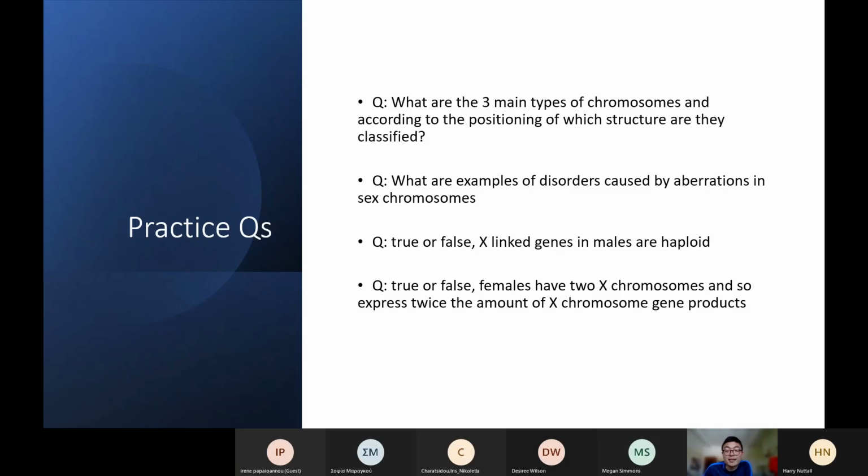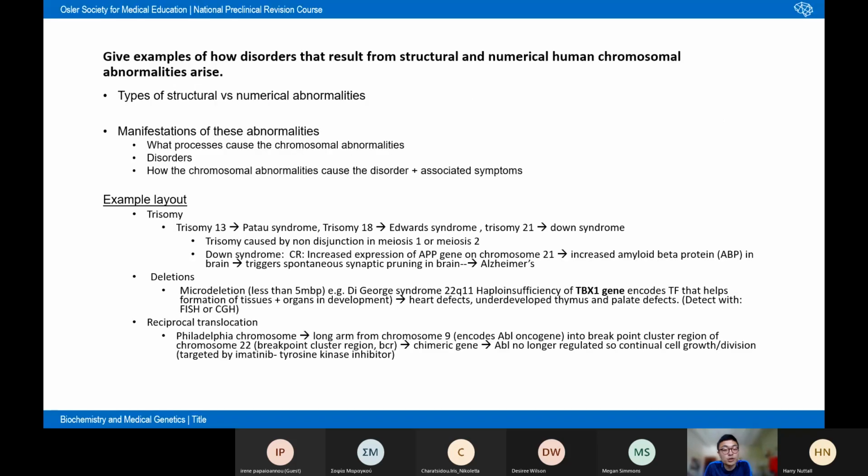So this means that the same amount of products of X-linked gene products are found in males and females, and this is a phenomenon referred to as dosage compensation. So it's important to know these because these are the short, kind of snappy facts that might turn up in your Part A's.